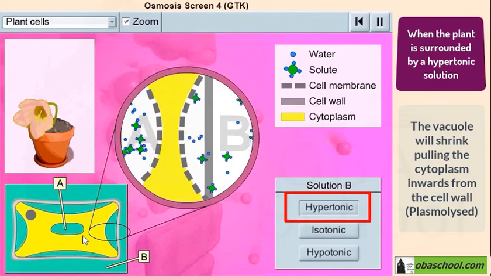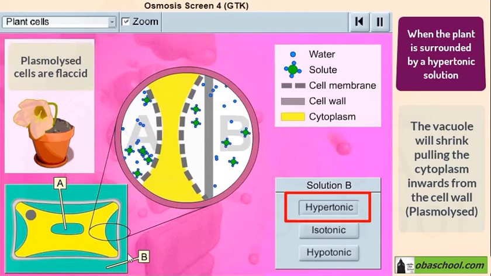Hence, the cell is then plasmolysed. Plasmolysed cells are usually flaccid.